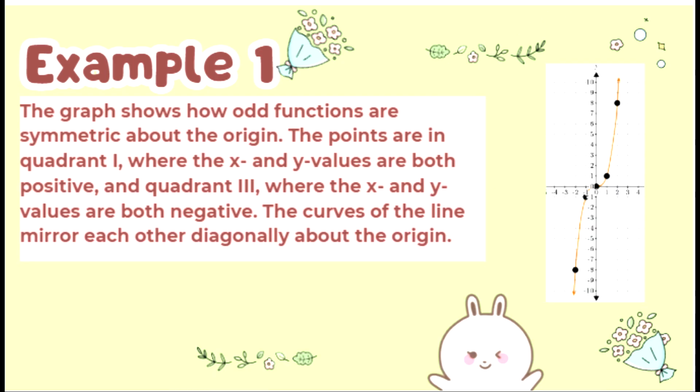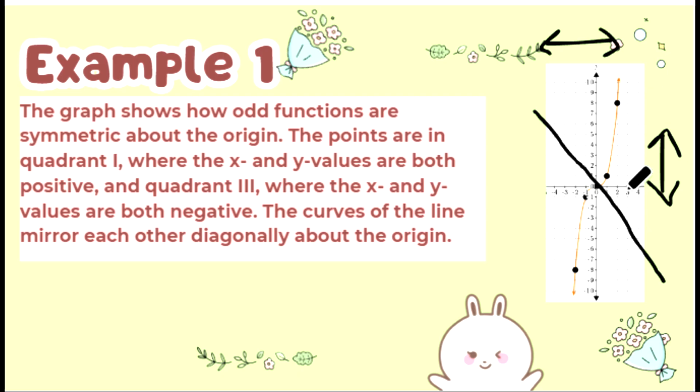This is example 1. The graph shows how odd functions are symmetric about the origin. The points are in quadrant 1, where the x and y values are both positive, and quadrant 3, where the x and y values are both negative. The curves of the line mirror each other diagonally about the origin. So if I folded my paper this way, these two lines would match up exactly. And that's because we have to reflect both over the x-axis and over the y-axis. We have to do 2 reflections, okay? You could also fold the paper this way and then fold the paper that way, and they would match.